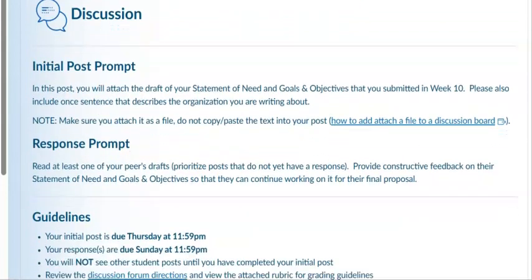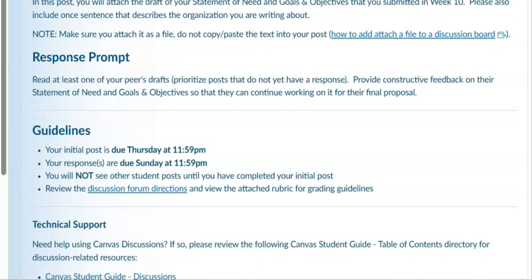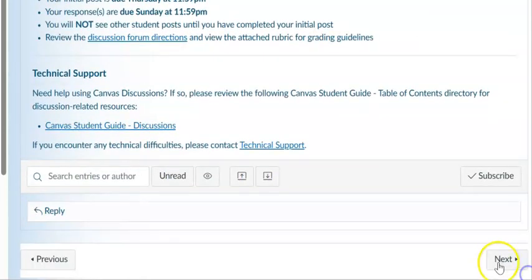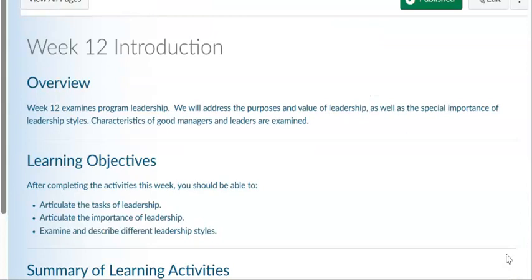Read at least one of the posts of your peers. And as always, your initial post is due by Thursday. Your follow-up is due by Sunday. So that's all the assignments for this week.